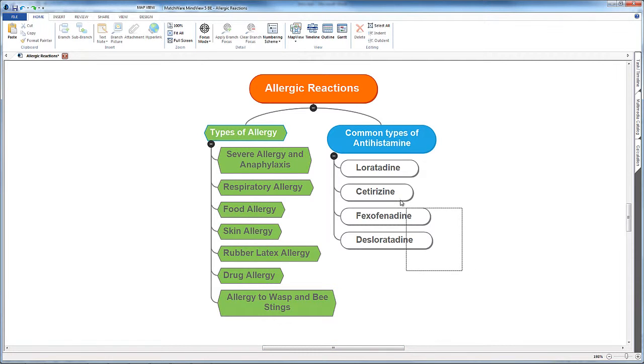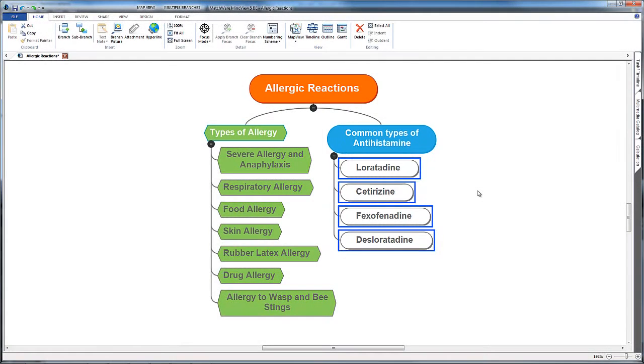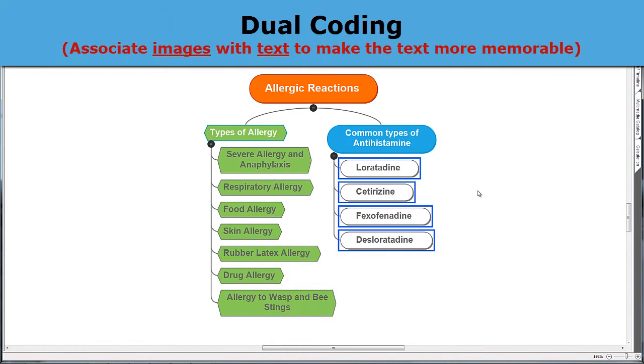Now, let's think about these antihistamine names that we have here. It's quite difficult to represent this kind of information with images, but it's a really good idea to try and get as many images into your map as possible. This uses a technique called dual coding, where we associate images with text, so it's really helpful if you find it difficult to remember things that you've read.